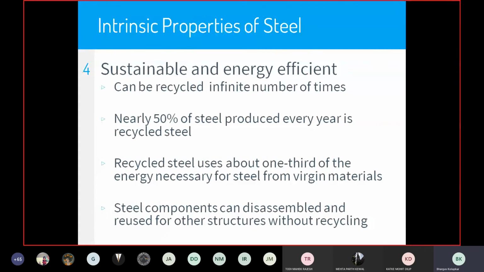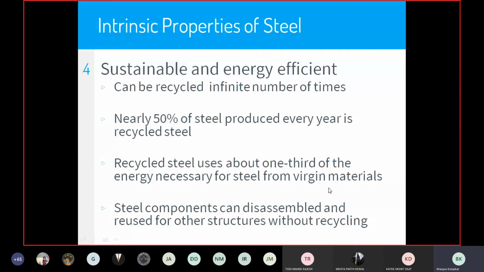Nearly 50% of the steel that is produced every year is recycled steel. The steel scrap has a lot of value, but concrete, not much. Or perhaps, as of now, we might have a technology in future which is practical and which can scale the reuse of concrete. But as of now, scrap has a lot of value because nearly 50% of the steel that is produced comes from scrap. Okay, and the recycled steel uses only about 1/3 of the energy necessary from virgin materials, and therefore steel is sustainable and energy efficient.